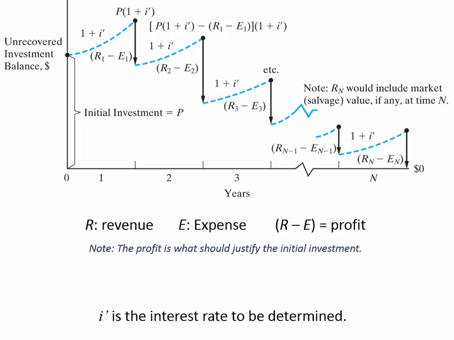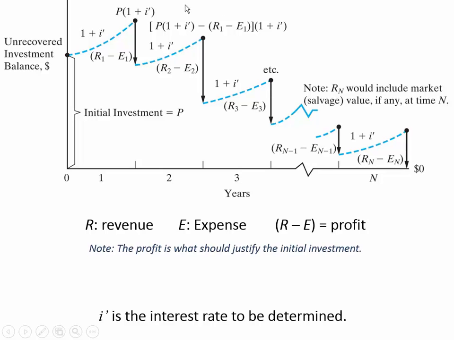equipment. And so here where it's saying R minus E, that means the revenue minus the expenses. So that's how much is going towards buying down your unrecovered investment balance. Another way of thinking about it is it's your profits. R minus E, the revenue minus expenses, is the profits, and you want your profits to justify the original investment that you made at the beginning.